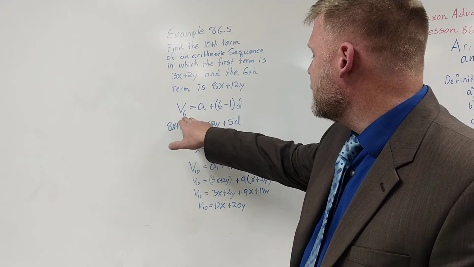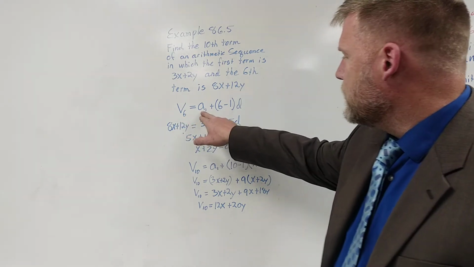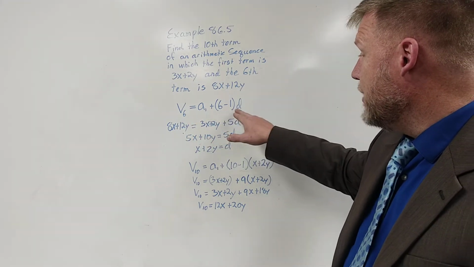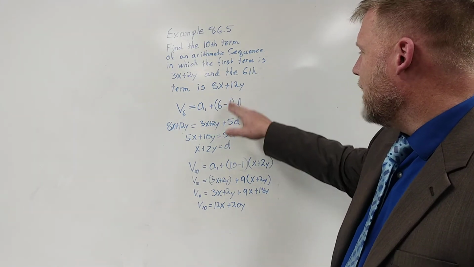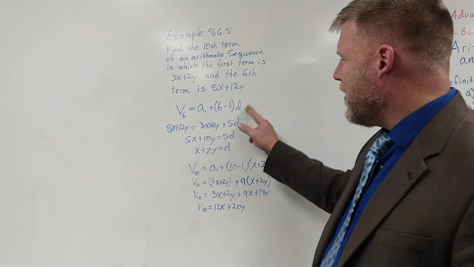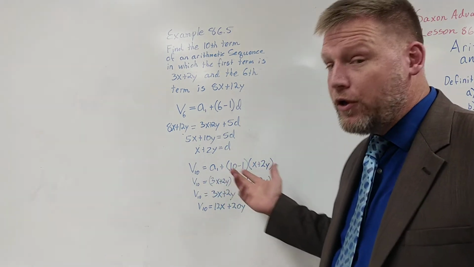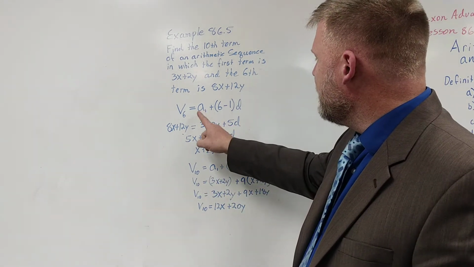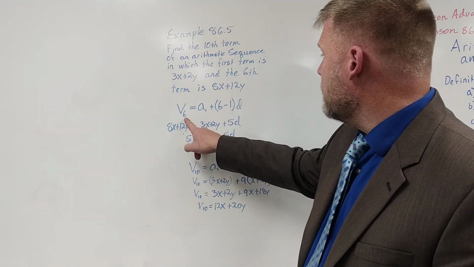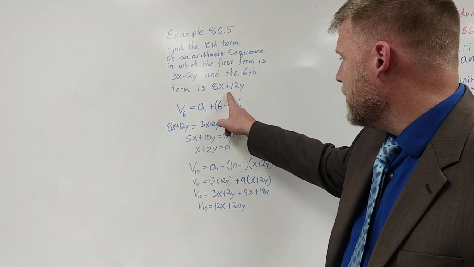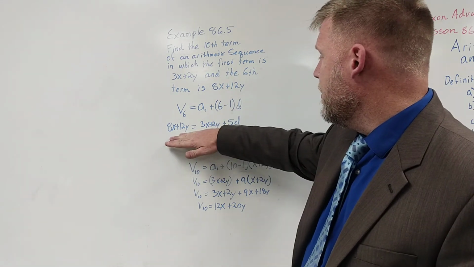Well, I know the value of the sixth term, so I put that in. It equals a1 plus 6 minus 1. Where did this come from? This is the sixth term, minus 1, times the common difference. Well, I need to find this common difference again, right? That's what I'm looking for. Do I know the value of a1? Sure, it's 3x plus 2y, so I plug it in. Do I know the value of the sixth term? Yes, I do. It's 8x plus 12y. And I put that in.